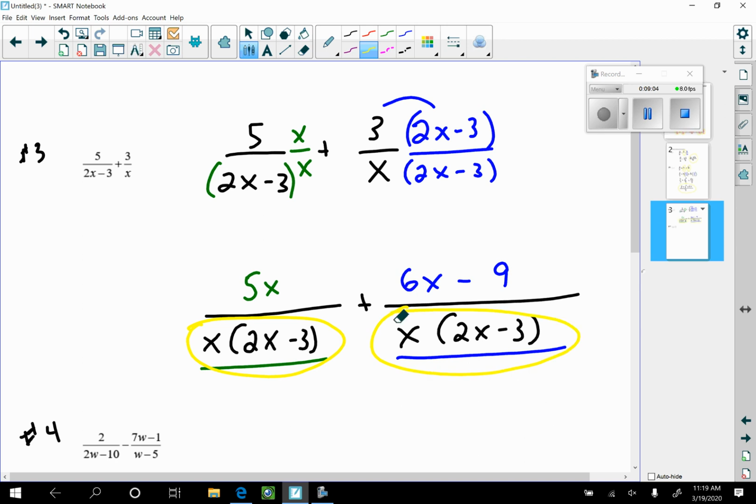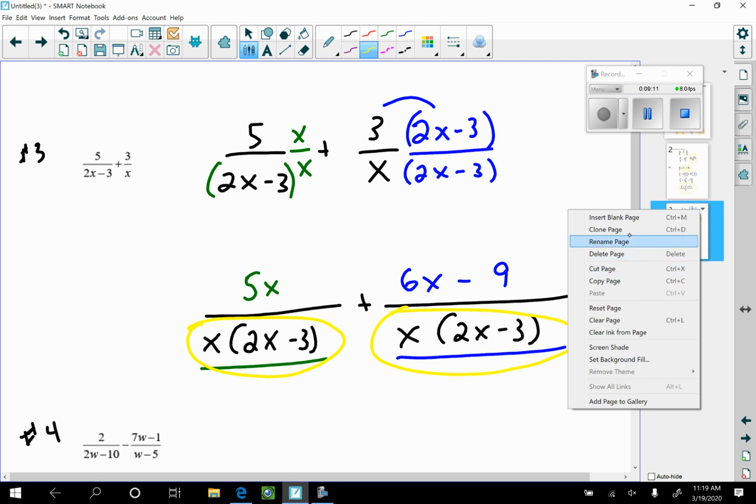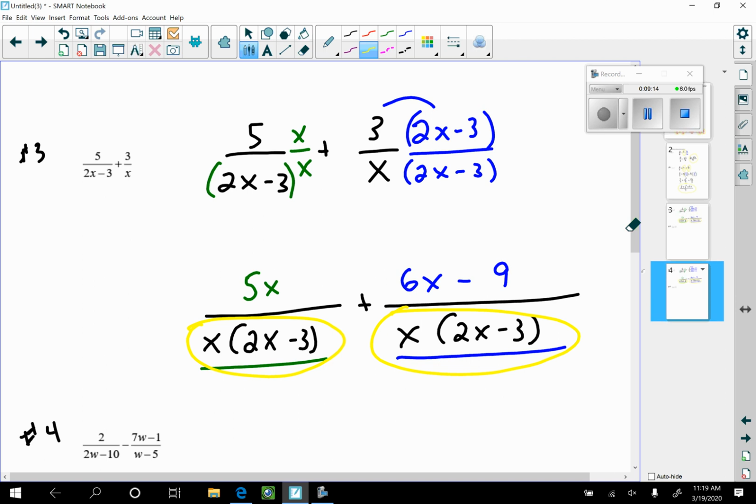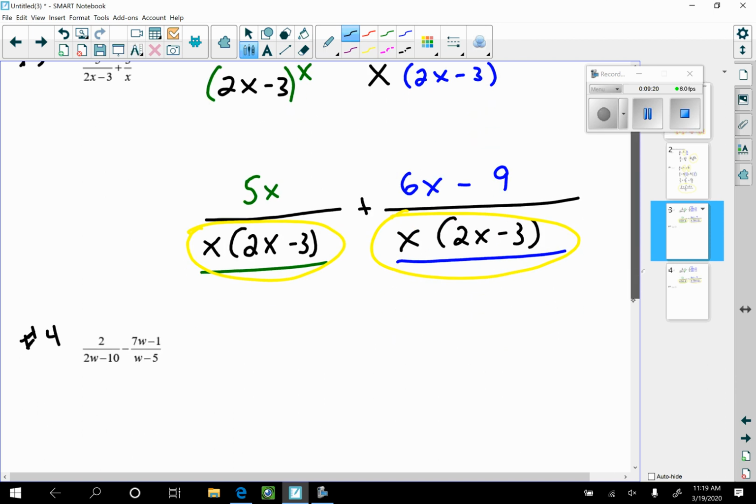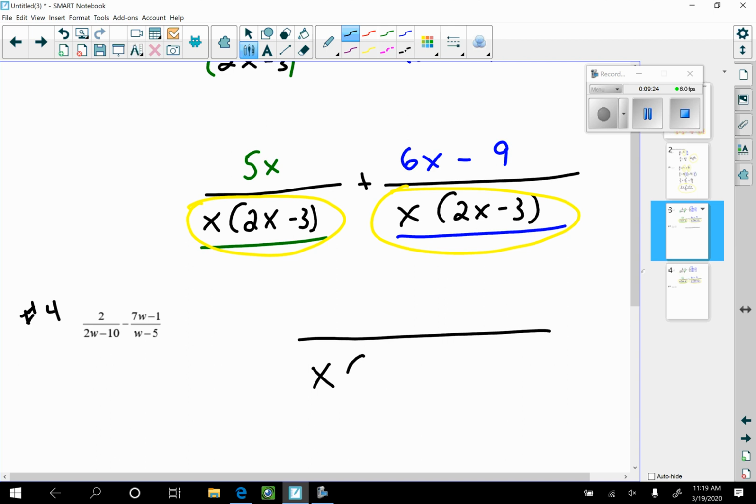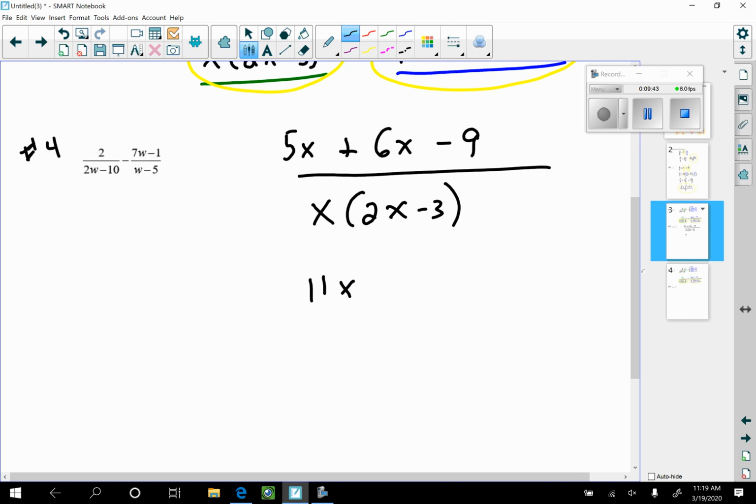What I'm going to do here so I can get to that next problem. Alrighty. So now I'm going to just rewrite the denominator. x times 2x minus 3. You can simplify that or you don't have to, but what do I have on the top? On the top I have 5x plus 6x minus 9. I definitely want to simplify the top. And what does the top simplify to? 11x minus 9 over x times 2x minus 3.